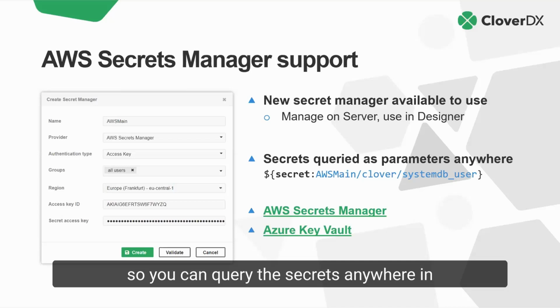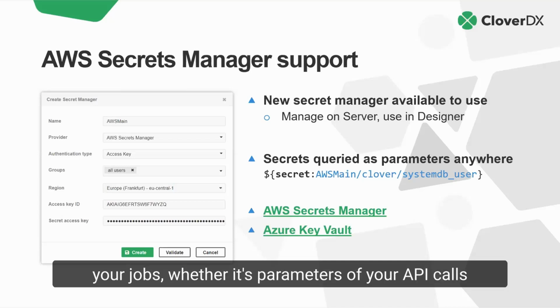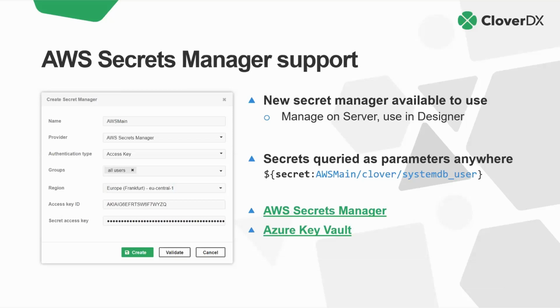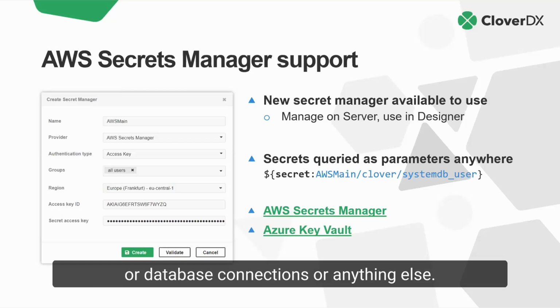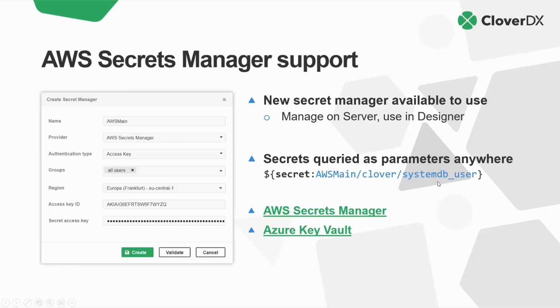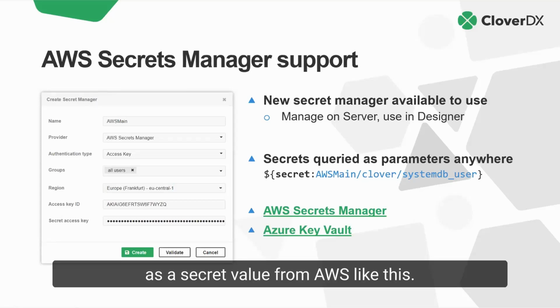So you can query the secrets anywhere in your jobs, whether it's parameters of your API calls or database connections or anything else. And for example, you can see the syntax of querying a secret value from AWS like this. And again, I'll show you more in the demo.